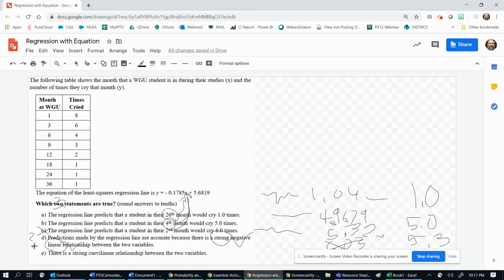Now, you don't really need to draw the whole scatter plot carefully. You can just kind of look at this. In 2 months, it drops 2. 3 more months, it drops 2. 3 more months, it only drops 1. 3 more months, it only drops 1. 6 months, it drops 1. 6 more months, it drops 0. 12 more months, it drops 0.